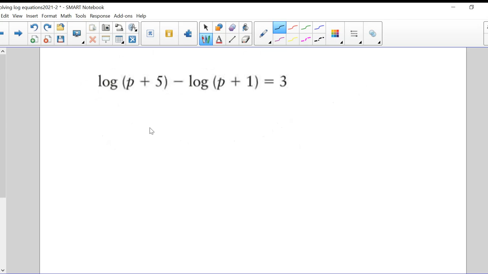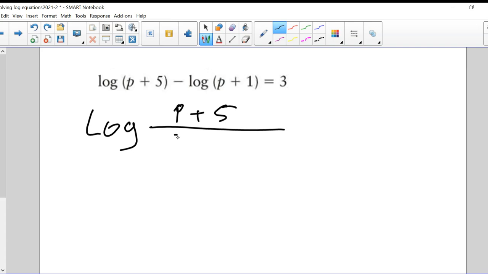Log of p plus 5 minus log of p plus 1 is equal to 3. Okay. So how else can we write this question is what I need to know. The quotient law for the logs says that if I take the log of a difference, it's the same as the log of its quotient. So it's the same as the log of the p plus 5 over the p plus 1. That's equal to 3.